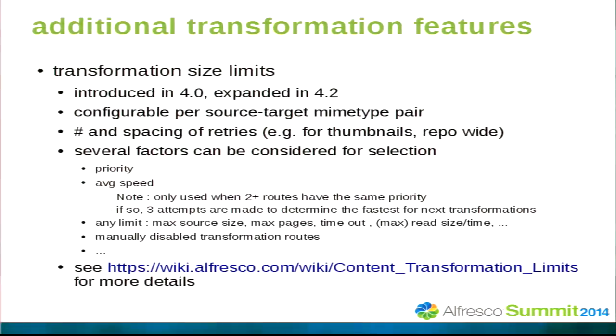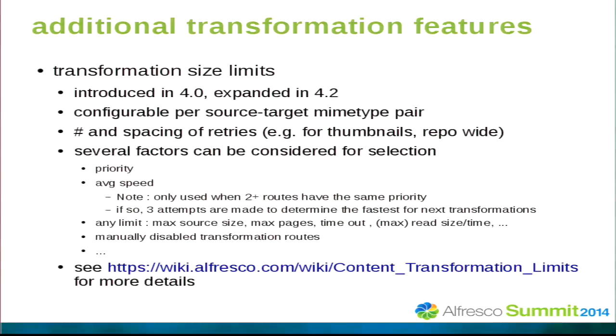Some additional transformation features that you might not be aware of that have been introduced recently, as of 4.0 and 4.2, are, for example, the transformation size limits. So for example, if you want to prevent someone from uploading a 50 megabyte Excel file that is going to throw the repository into a long queue of transformation, you can say, I will not allow that source to target transformation if the file is more than 10 megabytes, for example. And you can do that per MIME type.